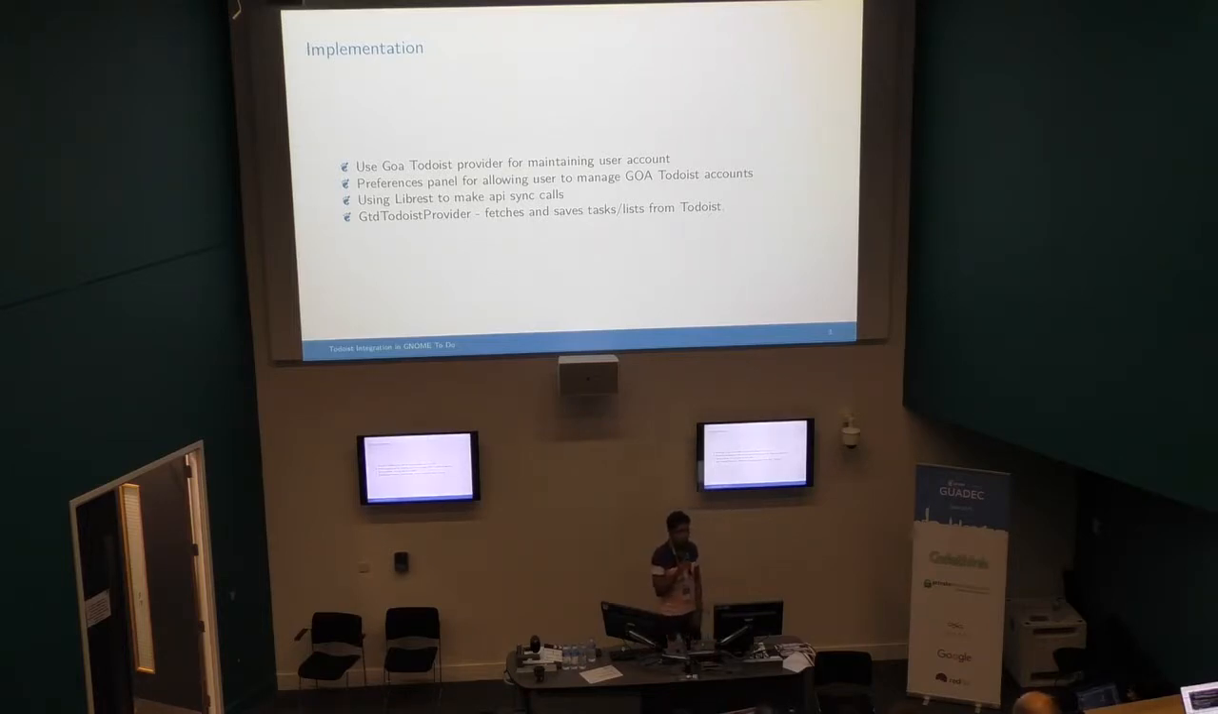So for making the HTTP request, I'm using the Librest API because the functions were much easier than the LibSoup API. So we decided to go with Librest. The last part is implementing the Todoist provider class. This actually works, and it has functions that will send the post requests and update all your local changes to the Todoist account.